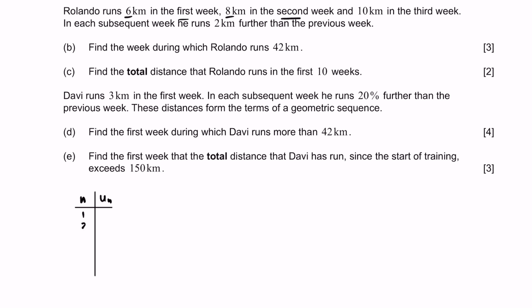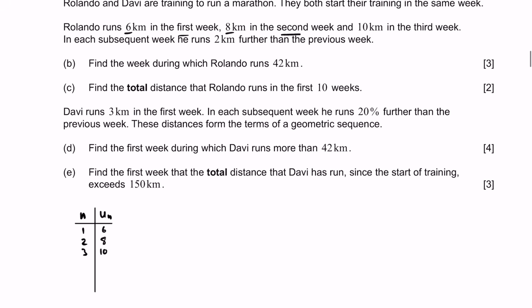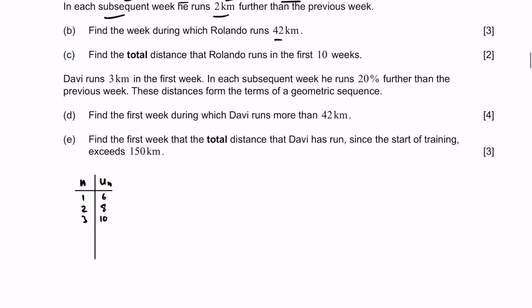So let's write first, second, third, and let's put those values in. 6 kilometers, 8 kilometers, 10 kilometers, and we're told that in each subsequent week it's 2 kilometers further. So let's see if we can write some arithmetic sequence formula, and then we'll use it to find when Rolando runs 42 kilometers. So arithmetic sequence is given by this.